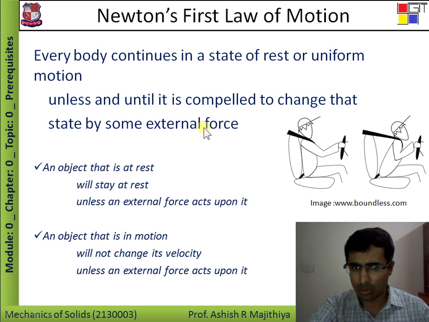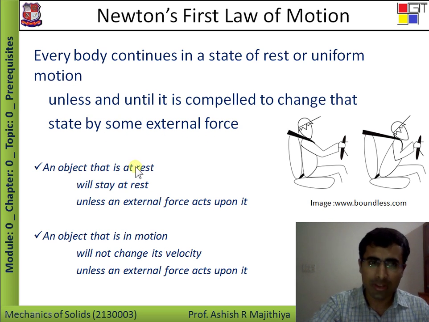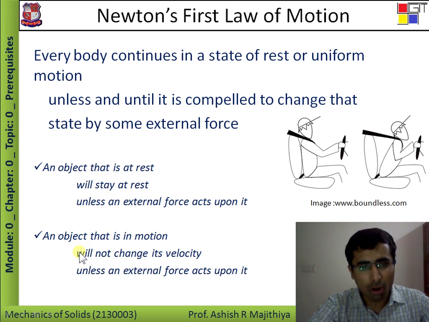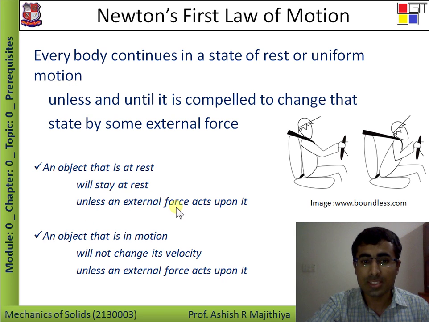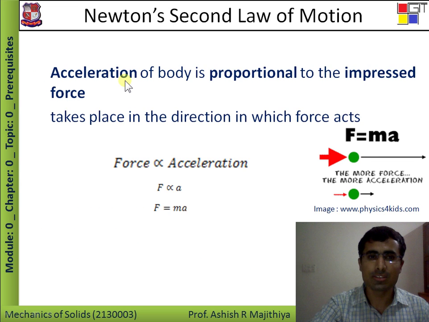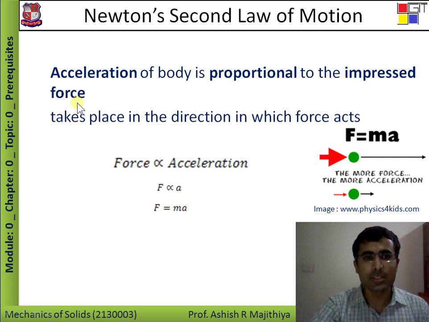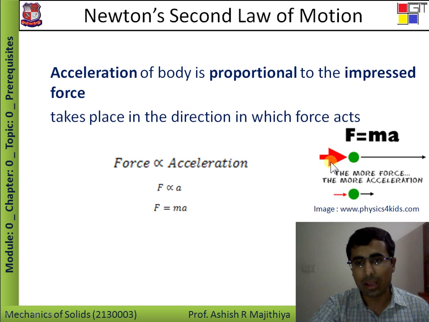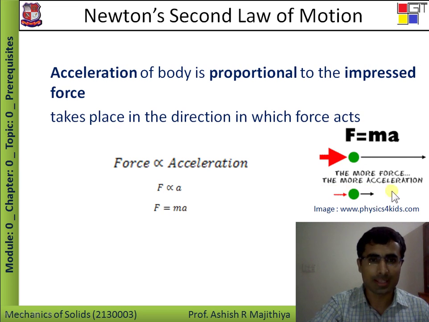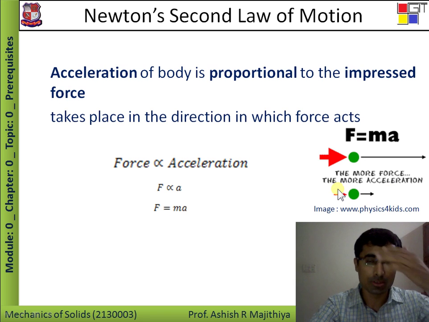In simple words, an object that is at rest will stay at rest, and an object that is in motion will not change its velocity unless an external force acts upon it. So that is Newton's first law. Newton's second law says that the acceleration of a body is proportional to the impressed force and takes place in the direction in which the force acts. So the higher the force, the more the acceleration; the lower the force, the lower the acceleration. So it is directly proportional, right?